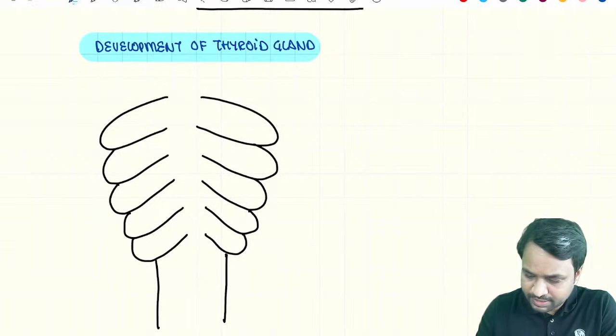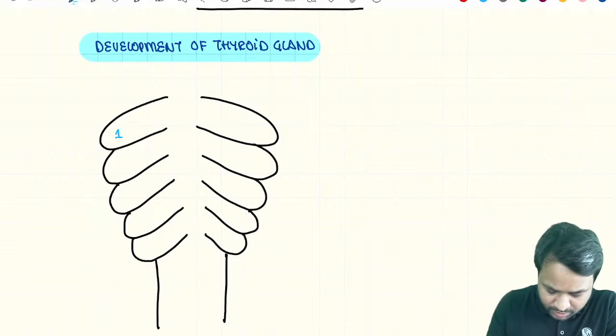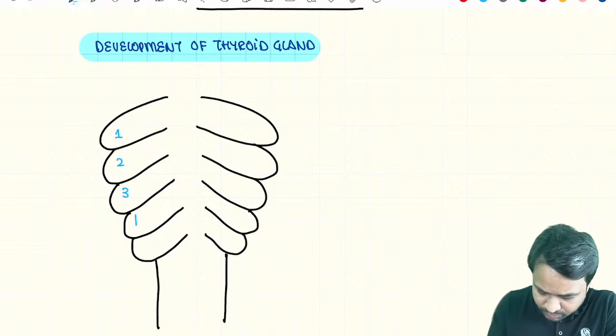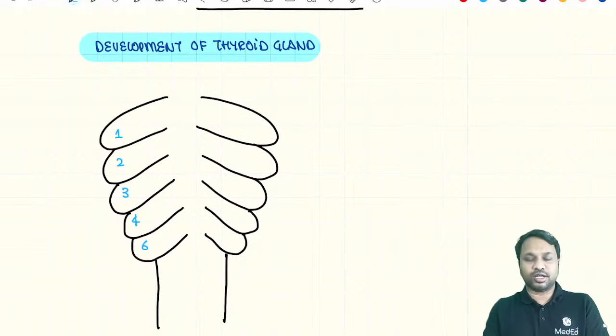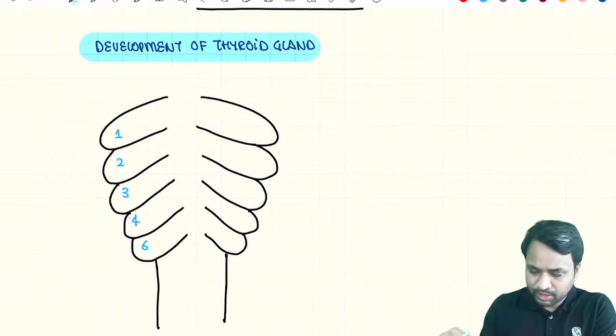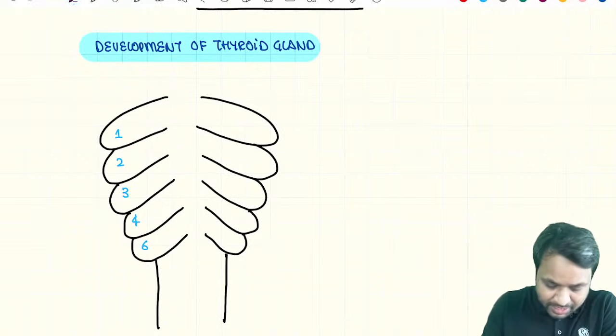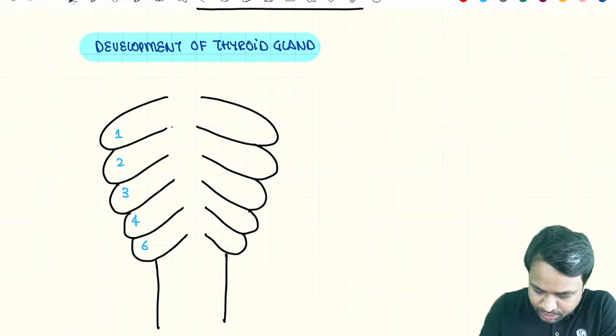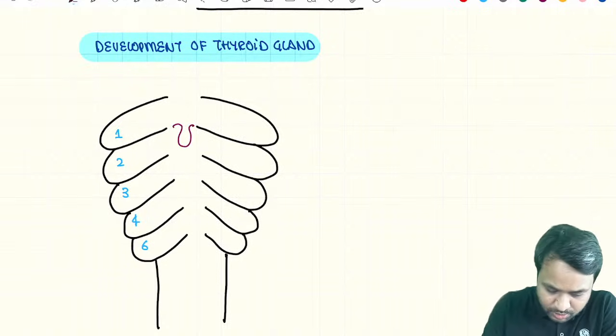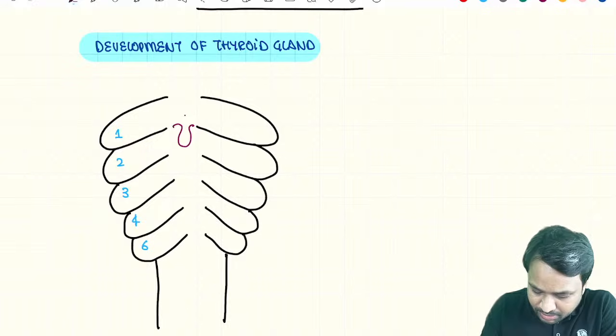For the sake of understanding, I'm just going to number them. This is the first pharyngeal arch, the second one, the third one, the fourth and fifth fused, and this is the sixth pharyngeal arch, right? Now during embryonic development, you will notice that between the first and the second pharyngeal pouch, a small diverticulum is formed, right? Initially it presents like a small diverticulum, and this small diverticulum that develops between the first and the second pharyngeal pouch is what we call the median thyroid diverticulum.